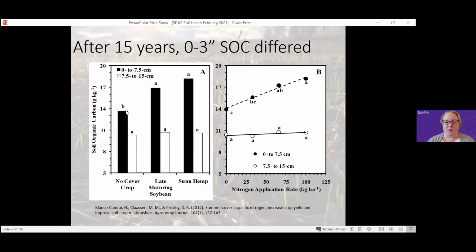So 1.4 times 2, so that's about 2.8% organic matter, versus these two, the soybean or the sun hemp, and they both have little A's on top, which means they're statistically the same. This one is about 3.4 and this one's about 3.6. So there was a significant increase in carbon in these soils where we had a cover crop.